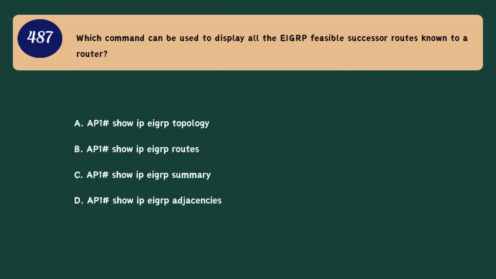Question 487. Which command can be used to display all the EIGRP feasible successor routes known to a router? A. AP1. Show IP EIGRP topology. B. AP1. Show IP IGRP routes. C. AP1. Show IP IGRP summary. D. AP1. Show IP IGRP adjacencies.